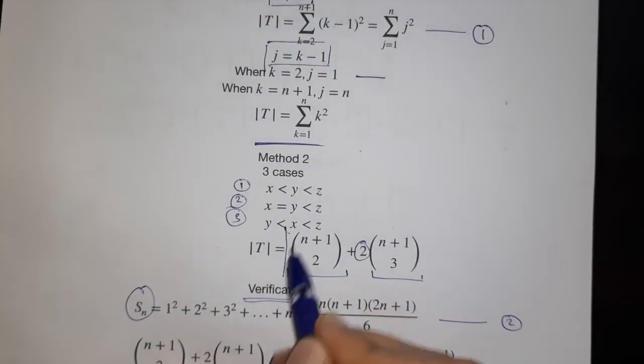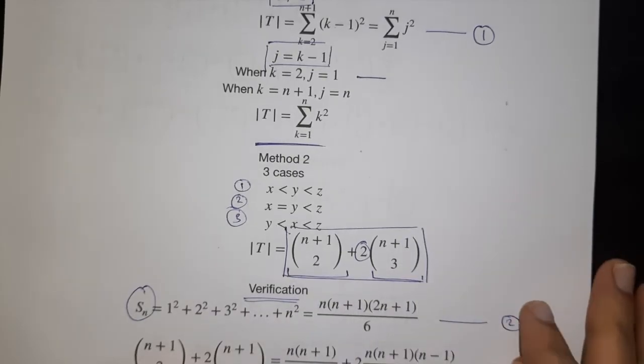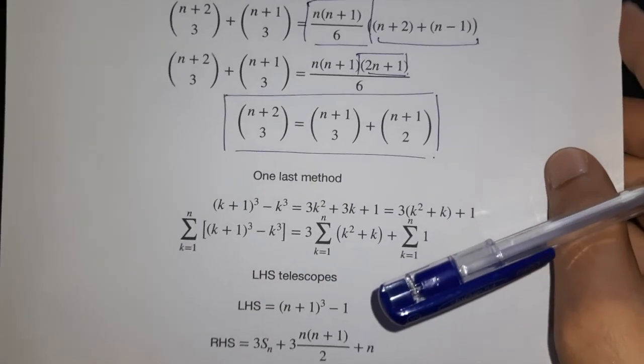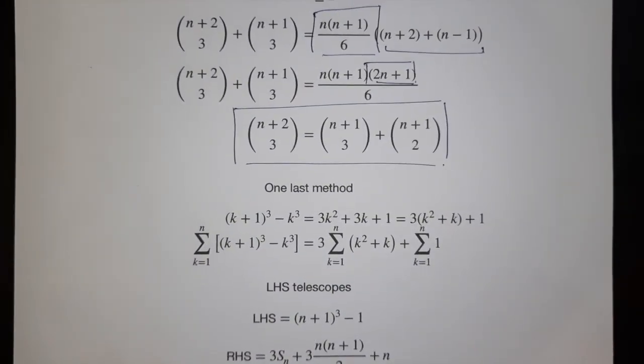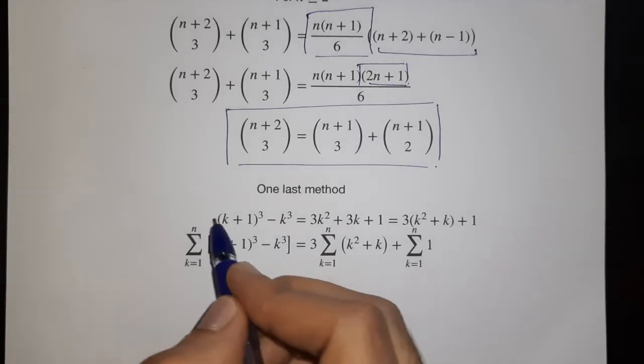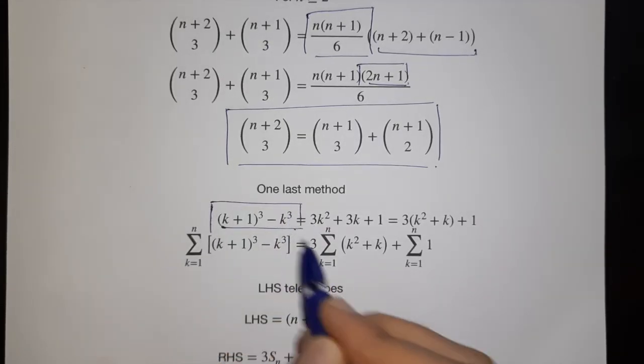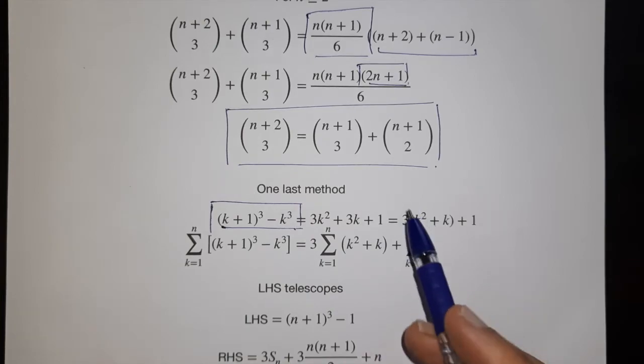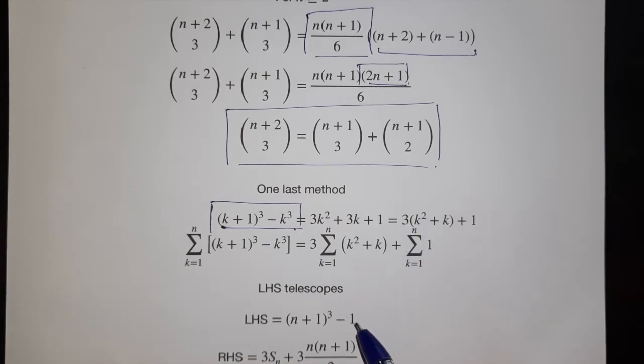With this out of the way, we are now ready to look at one last method for computing the sum of the first n squares that relies on a telescoping sum. We make use of an identity pertaining to the difference of two consecutive cubes as the seed that will generate our telescoping sum. In particular, k plus 1 cubed minus k cubed equals 3k squared plus 3k plus 1, which equals 3 into k squared plus k, plus 1.